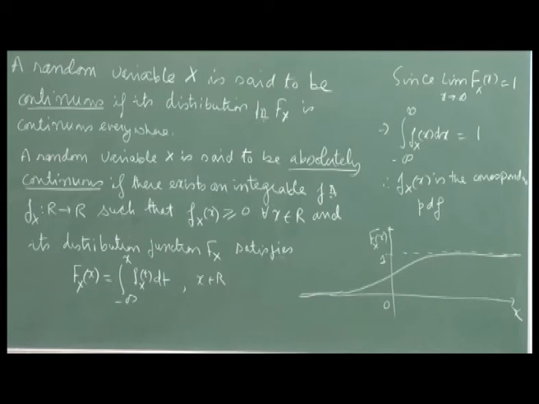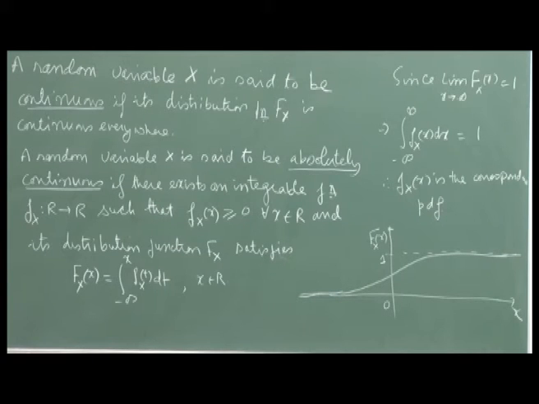Another one can be: a random variable x is said to be absolutely continuous if there exists an integrable function f_x from R to R such that f_x is non-negative for all x belonging to R, and its distribution function F_x satisfies the equation F_x(x) equals the integral from minus infinity to x of f_x(t) dt, for any real number x. That means the probability that x is less than or equal to small x is obtained as the integral from minus infinity to x of f_x(t) dt.